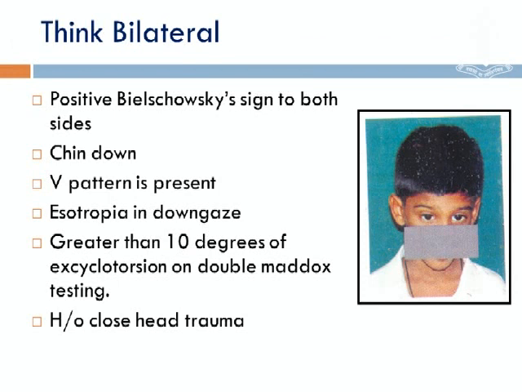When you think bilateral, you have a positive Bielschowsky test on both sides. Usually the chin is depressed, and a V pattern is present. There is some amount of esotropia present in down gaze, and greater than 10 degrees of extortion on double Maddox rod testing. And usually these patients have a history of closed head trauma.